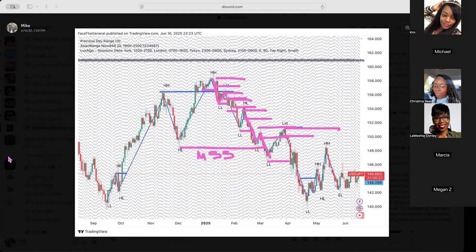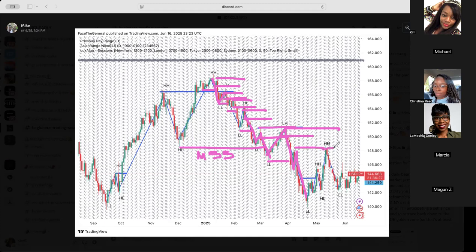So with that being said, price pushed, and then pushed here, pulled back a little bit, and then pushed here. And so this, for me, would be the last swing.